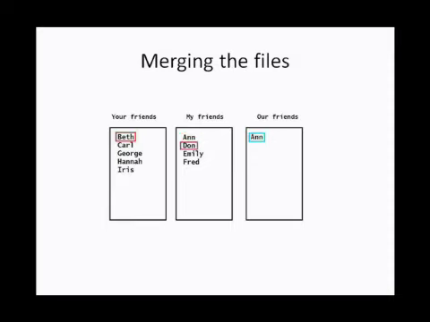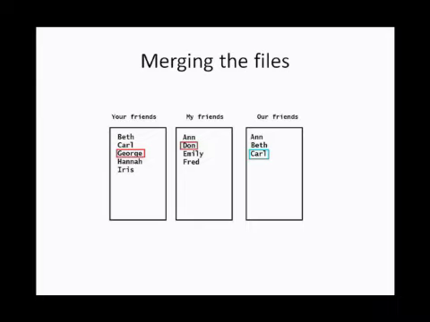So you would write Ann to the output file and read the next record in the My Friends file. Then you compare Beth and Don. Beth is less alphabetically, so you write Beth to the output file and read another record from the Your Friends file, which is Carl. You compare Carl and Don. Carl is less, so you write Carl to output and read George.